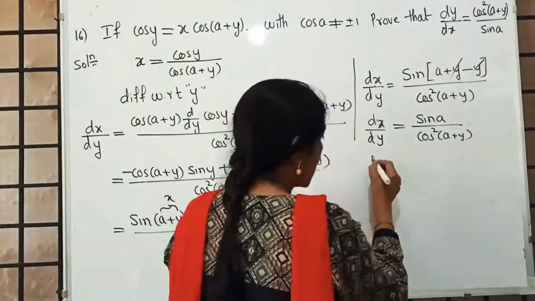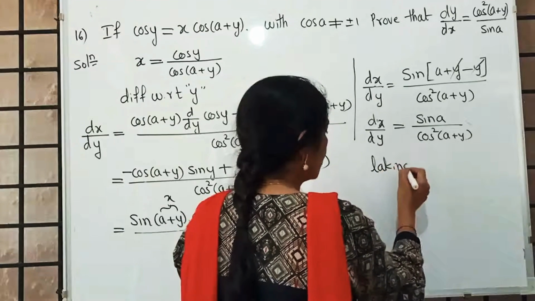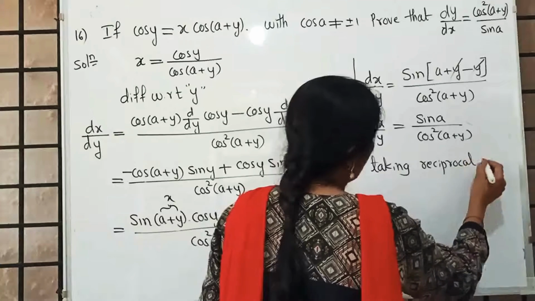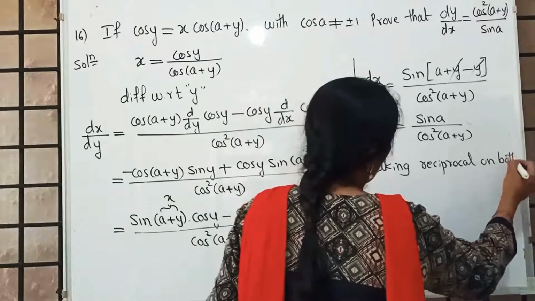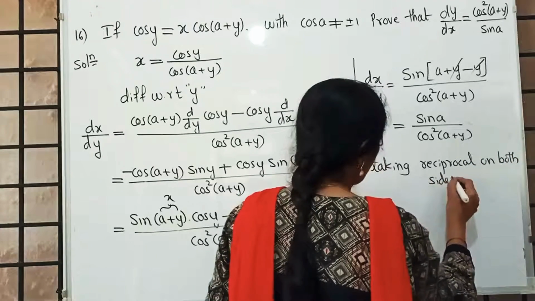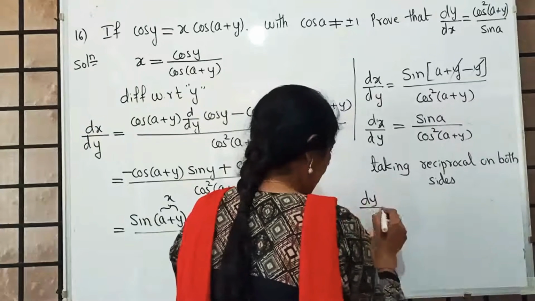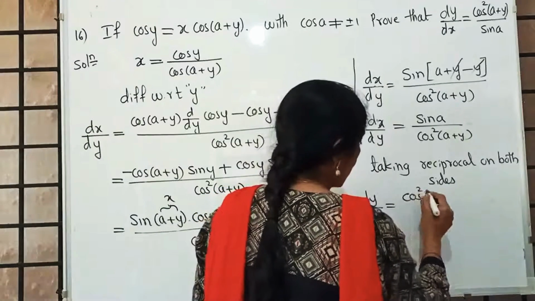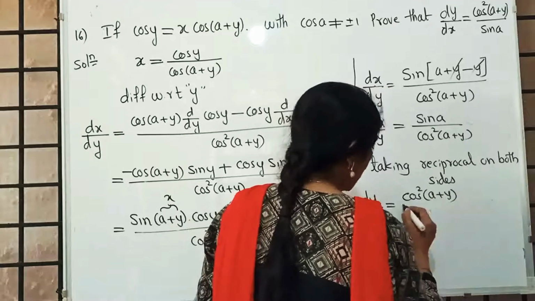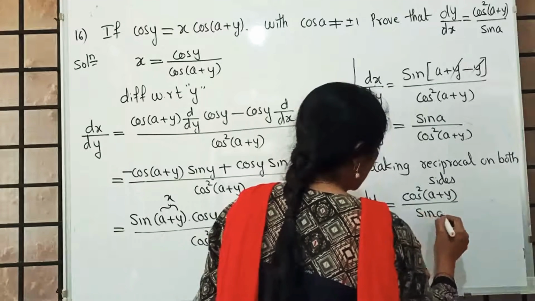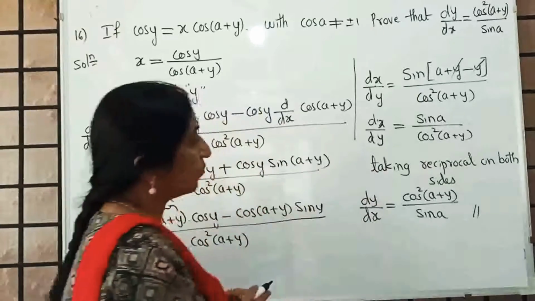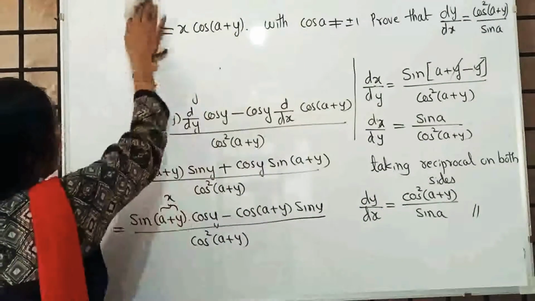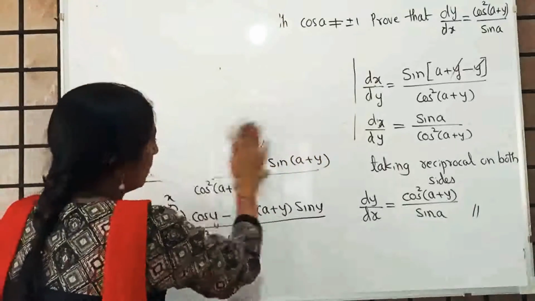That means taking the reciprocal on both sides. This is dy upon dx is equal to cos²(a+y) divided by sin a. See, is it very simple or what? Yes, the only thing you have to remember is that trick. Moving to the next question, that is question number 17.